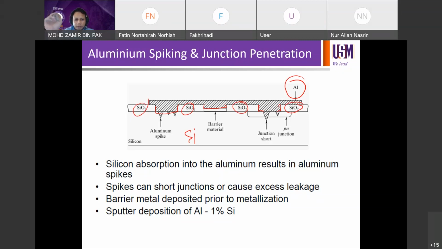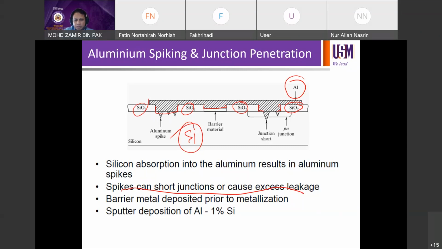Aluminium spiking, apa maksudnya? It's due to silicon absorption into the aluminium. Silicon ni yang ada dekat wafer ni. So some of them, a small portion of them, could be absorbed into the aluminium contact. Silicon masuk aluminium, resulting in aluminium spiking. Spikes can short junctions or cause excess leakage. Okay, as a result, you may have shorts and excess leakage due to the spikes.